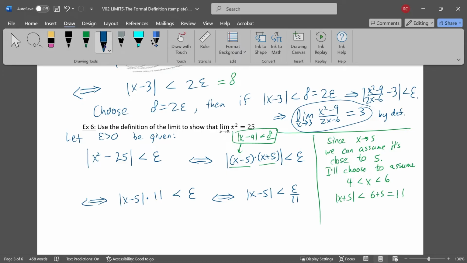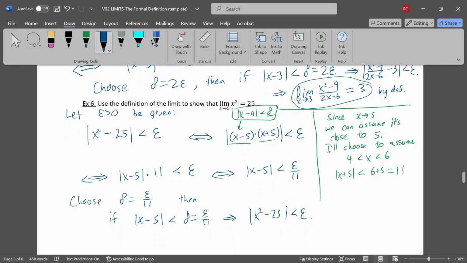Okay, so that means I can say choose delta equal to epsilon over 11, then if the absolute value of x minus 5 is less than delta, which is epsilon over 11, we will get that the absolute value of x squared minus 25 is less than epsilon. And so we showed that the limit as x goes to 5 of x squared is 25.